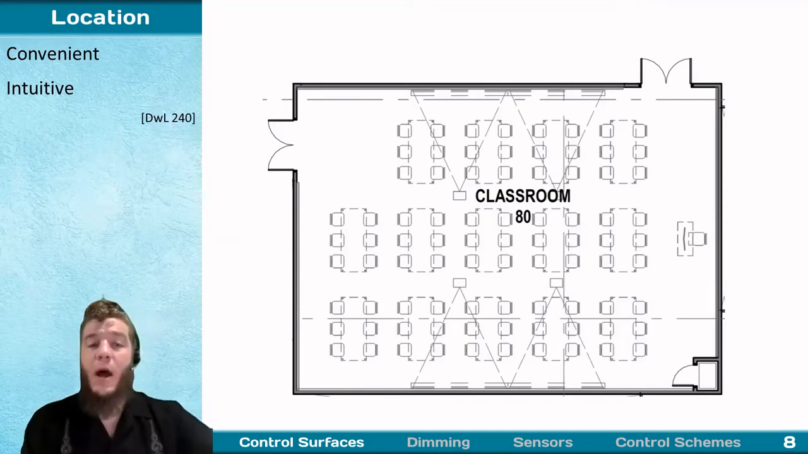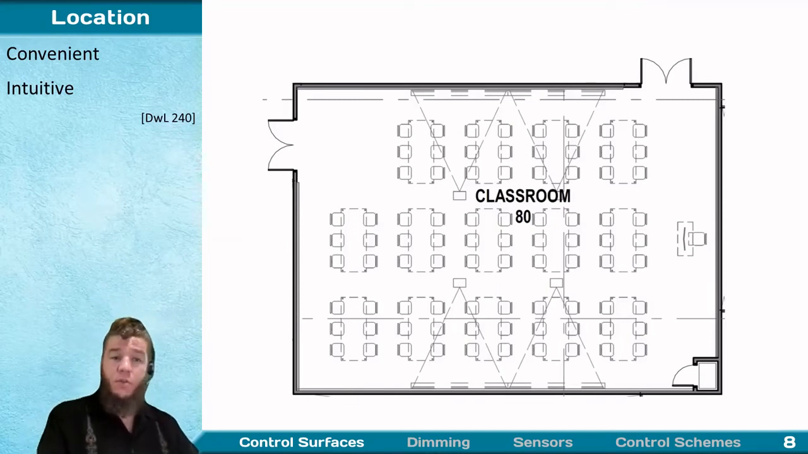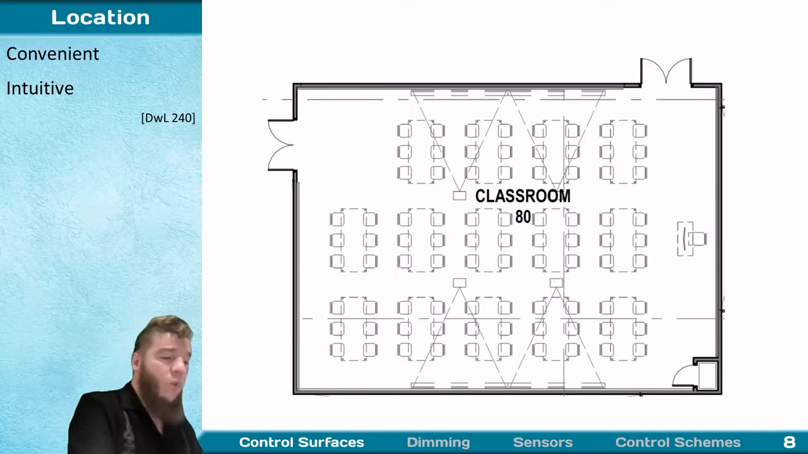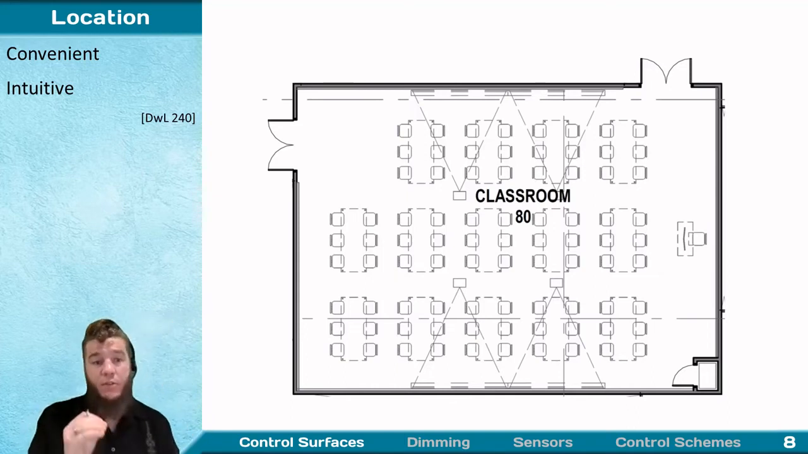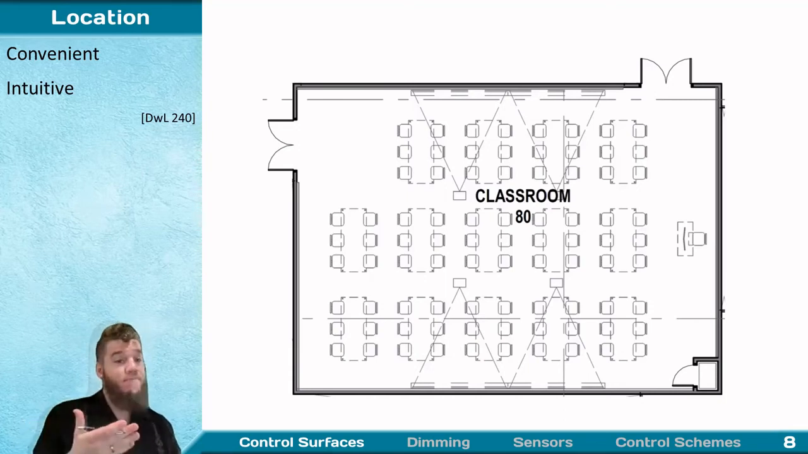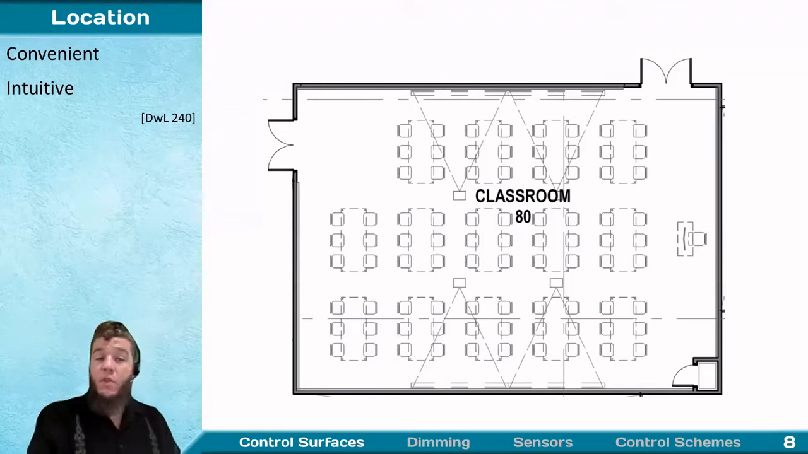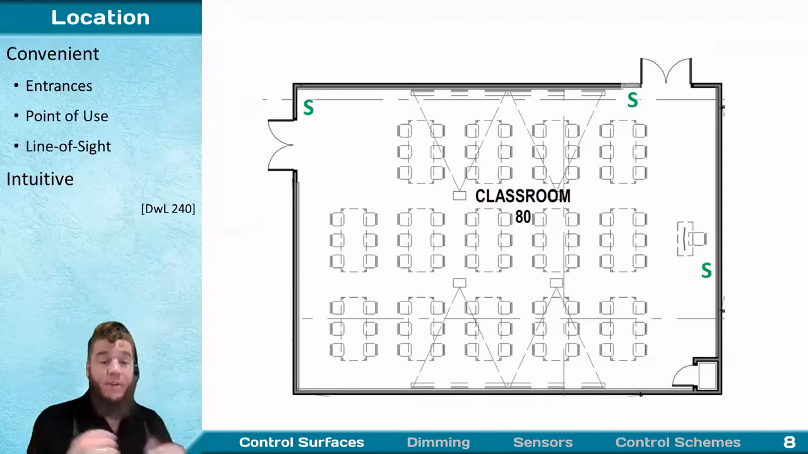Let's talk briefly about where we want to place our controls, because where you place it matters. Because remember, we have to meet that aesthetic of intuitive and convenient. So let's break this down. What are the aspects that we're considering when we're talking about convenient location of controls? Imagine you walk into a dark space. The first thing you need is a switch or a dimmer by the entrance, of course.